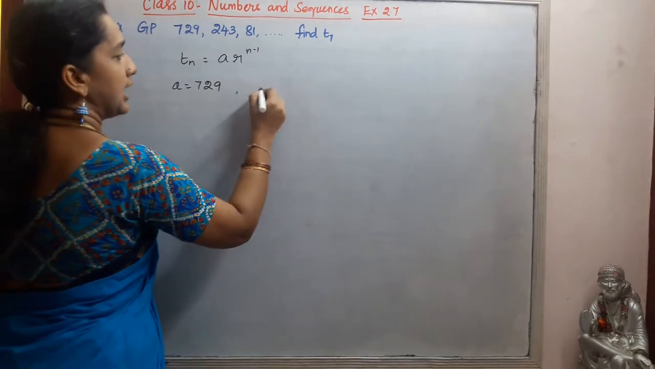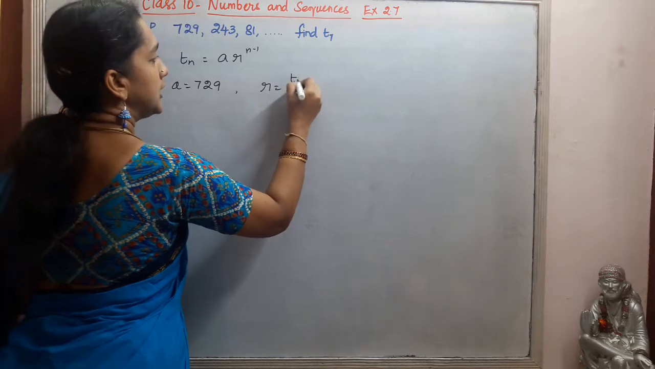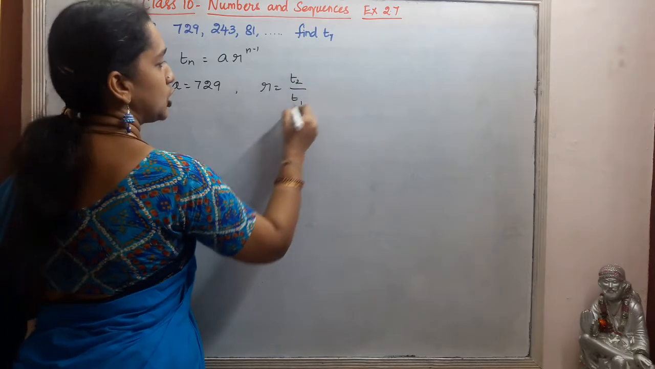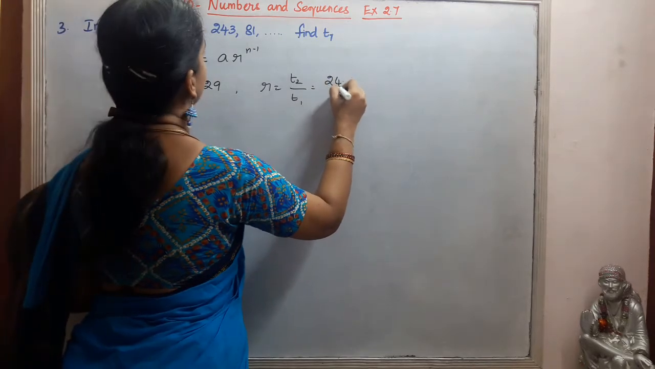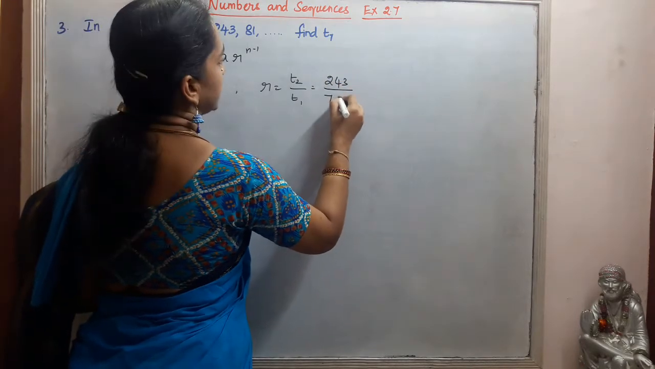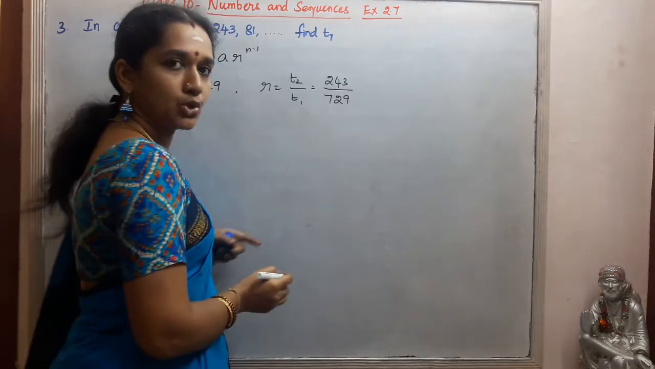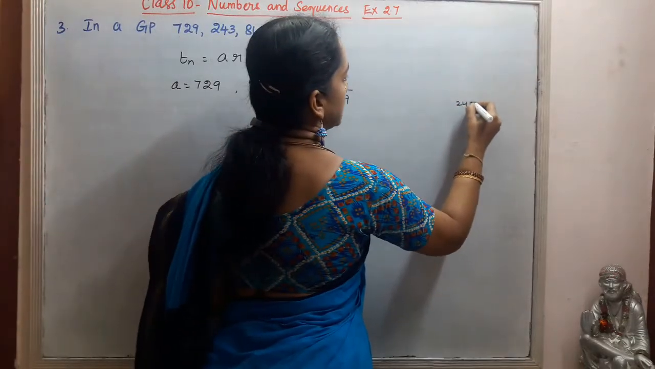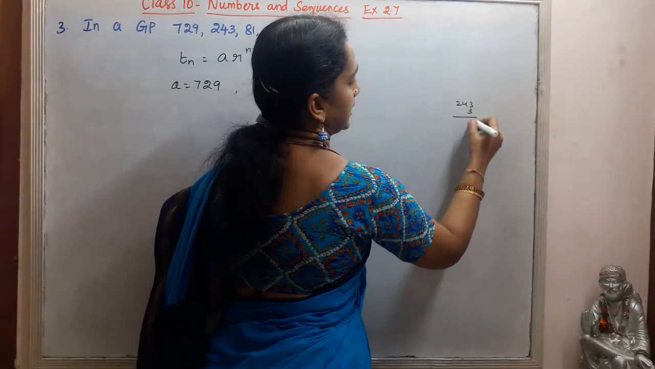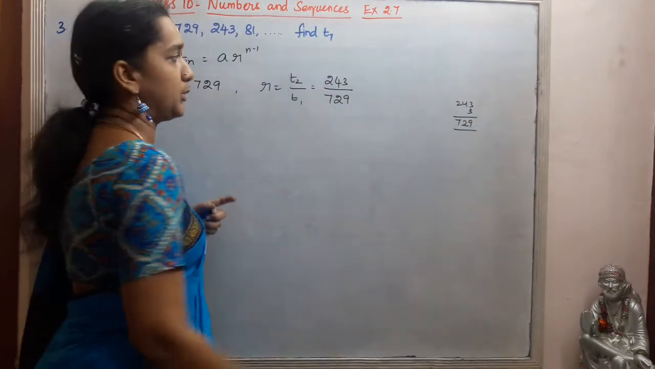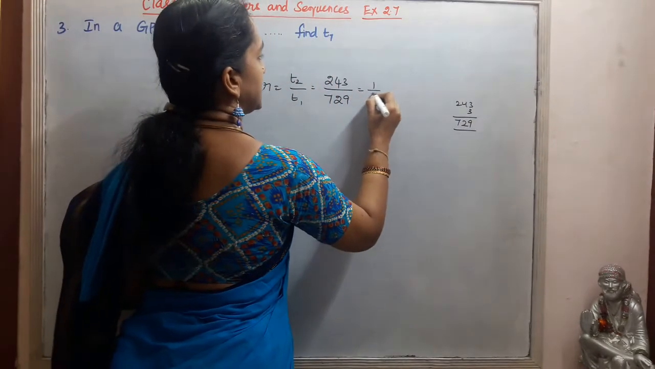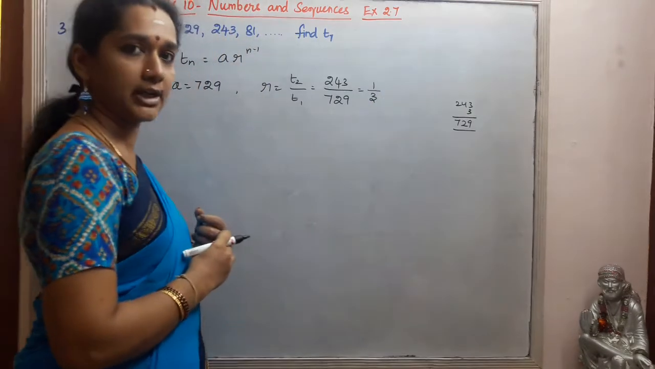And for finding R, R is equal to T2 by T1. Ratio between the second term and the first term. So second term is 243 by 729. So 243 3 times, 3 3s are 9, 4 3s are 12, 3 2s are 6 plus 1, 7, 729. So we will get the ratio as 1 by 3. This is the ratio R.